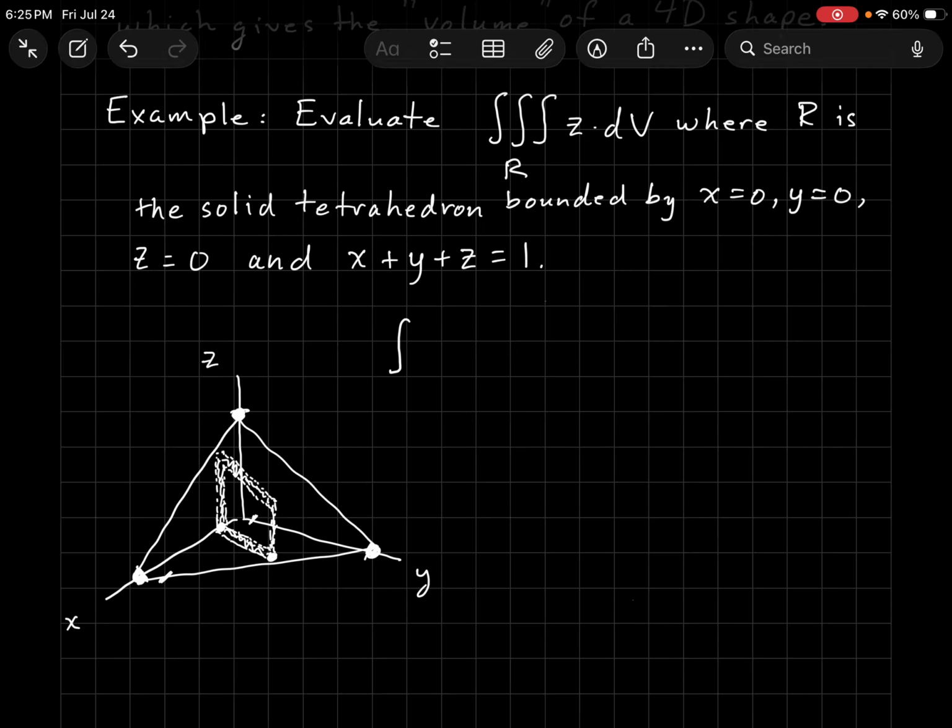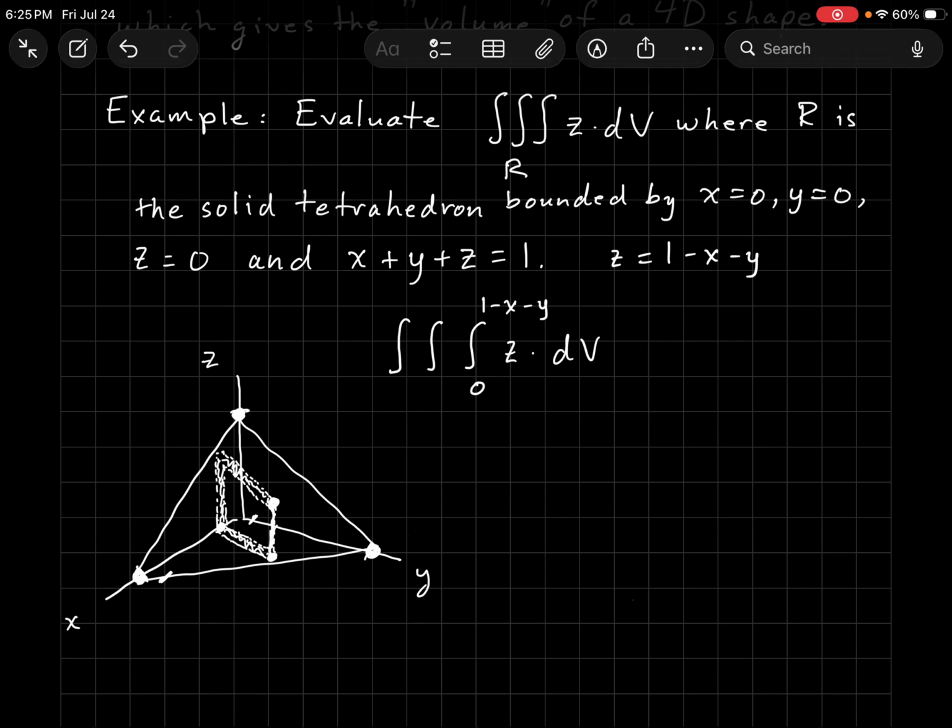Well, let's start with the z bound. Let's see if we can find the z bound. And I'm not going to substitute in for z here. I'll leave that as z times dV. Well, z starts in the xy plane down here. So we start at z equals 0. And we keep going until we reach the plane, where we could write the plane as z equals 1 minus x minus y. So we would go from z equals 0 up to the plane 1 minus x minus y equals z.